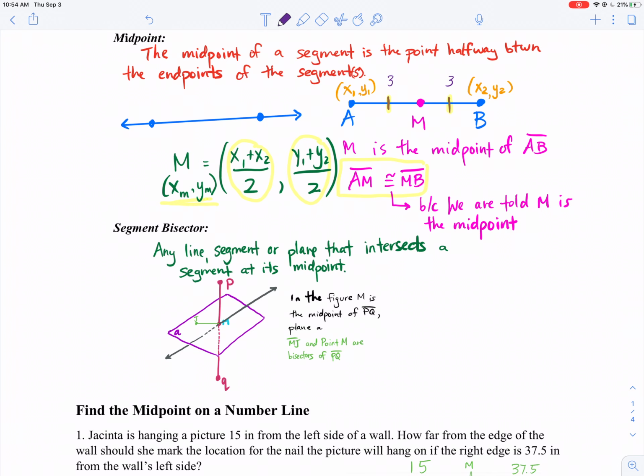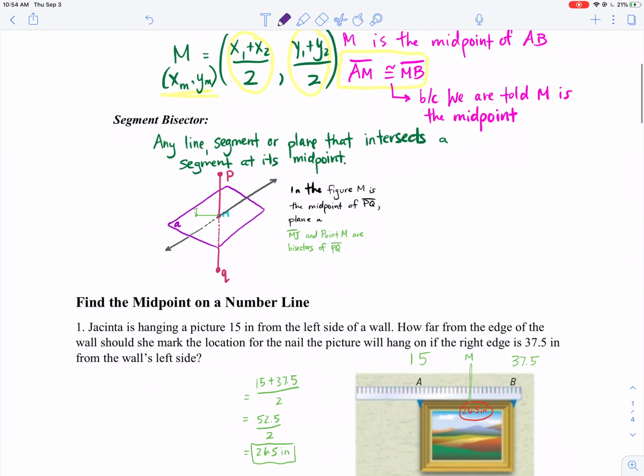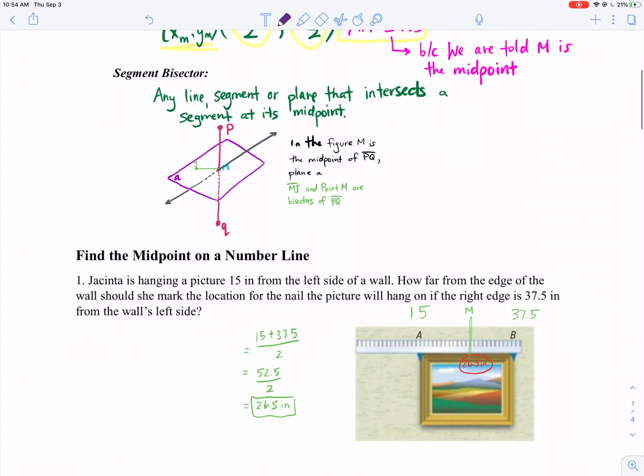All right, moving on to our next definition. We're only going to do 2 for this section of notes, but it's going to be segment bisector. Okay, a segment bisector is any line, segment, or plane that intersects a segment at its midpoint. So I drew a plane, I have a line, it's kind of like a grayish-greenish color, and then I have the segment PQ, and then I have MJ.